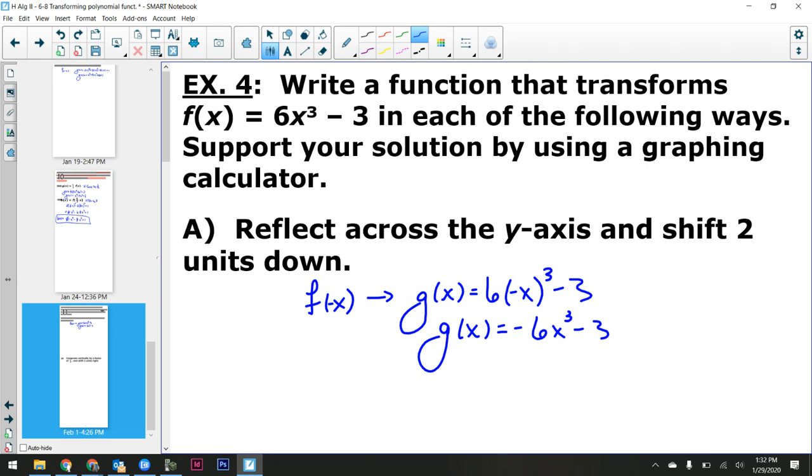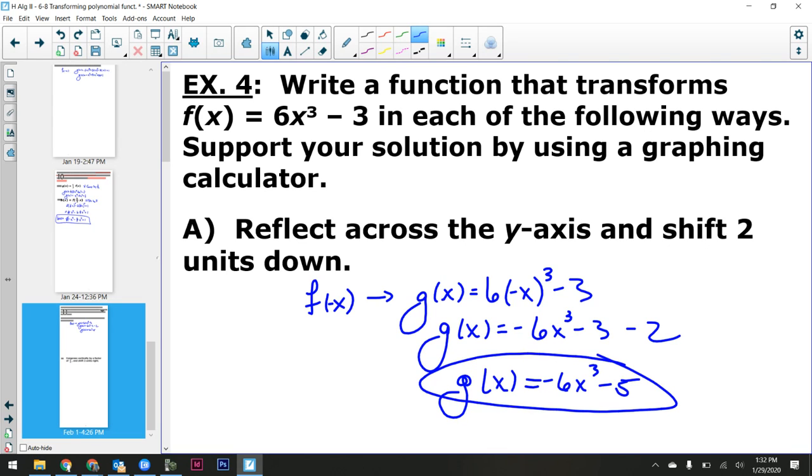And now we shift it 2 units down. Sweet, a vertical thing. Let's shift it 2 units down. Just put minus 2 at the end. It just changes the y-intercept 2 units down. Negative 6x to the 3rd minus 5. Done. That make sense?